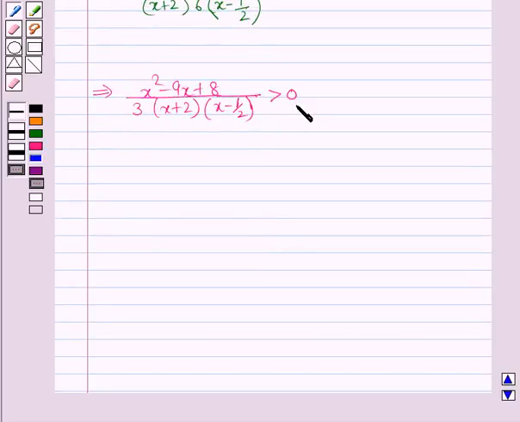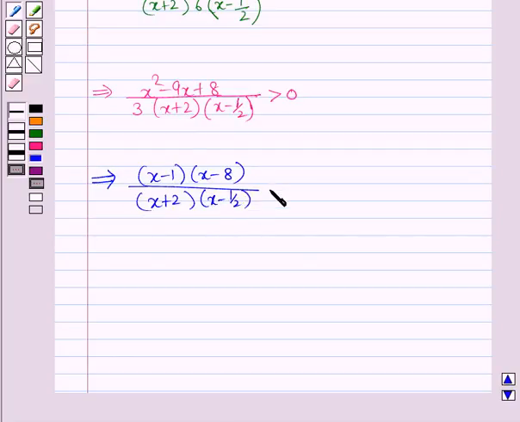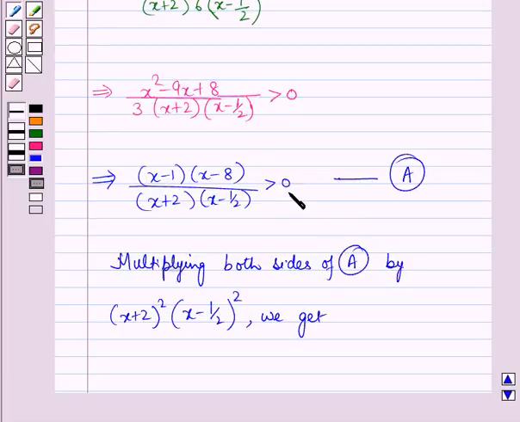Now multiplying throughout by 3 and then factorizing the numerator, we get (x - 1)(x - 8)/((x + 2)(x - 1/2)) is greater than 0. Now let this inequation be A.